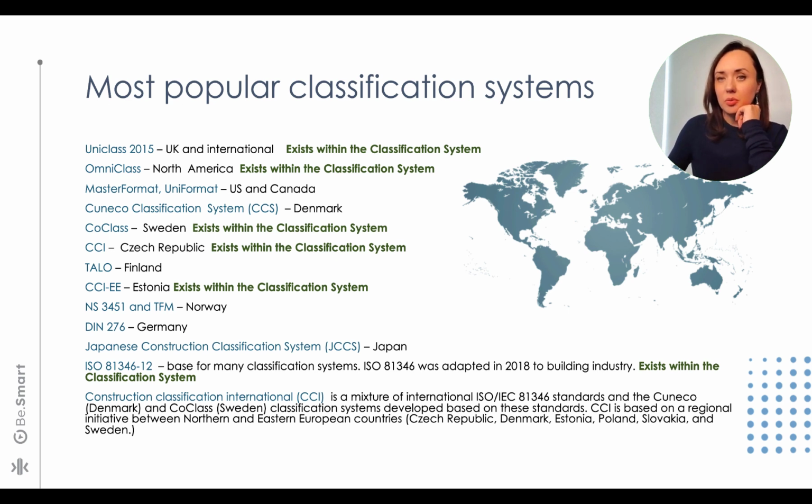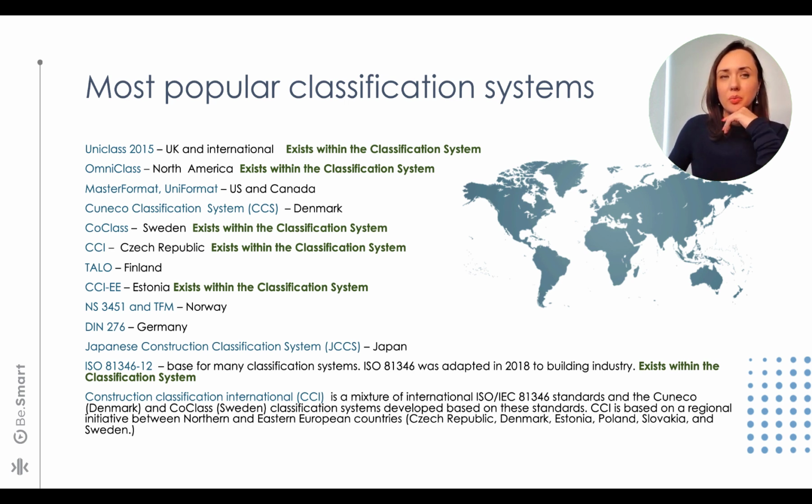This is the list of the most popular classification systems. Let's say Uniclass is very popular, and in some projects it's mandatory in the UK, and it is also an international standard. Also there is Omniclass, Masterclass, Uniformat. I believe most of them you know very well. And some of them are standards in different countries, like Cuneco in Denmark, Co-Class, Talo, and so on. There are others which are very popular or mandatory in particular countries.